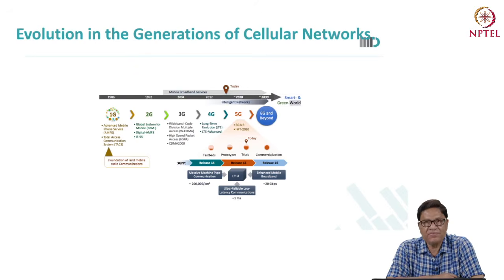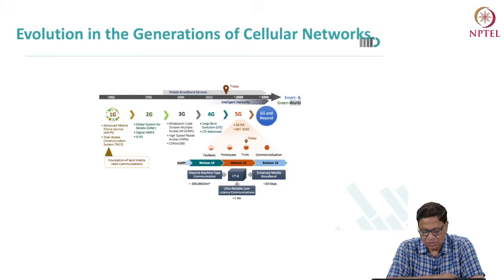And fourth generation system is long-term evolution and long-term evolution advanced. Now currently we have fifth generation of systems. So fifth generation of systems, basically the standards are being done under 3GPP. 3GPP stands for Third Generation Partnership Project. So they are responsible for making the standards.